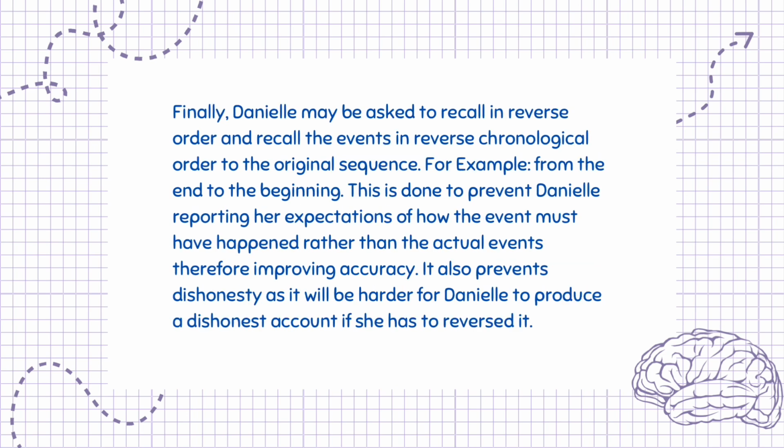Finally, Danielle may be asked to recall in reverse order, recalling the events in reverse chronological order to the original sequence, for example from the end to the beginning. This is done to prevent Danielle reporting her expectations of how the event must have happened rather than the actual events, therefore improving accuracy. It also prevents dishonesty, as it will be harder for Danielle to produce a dishonest account if she has to reverse it.